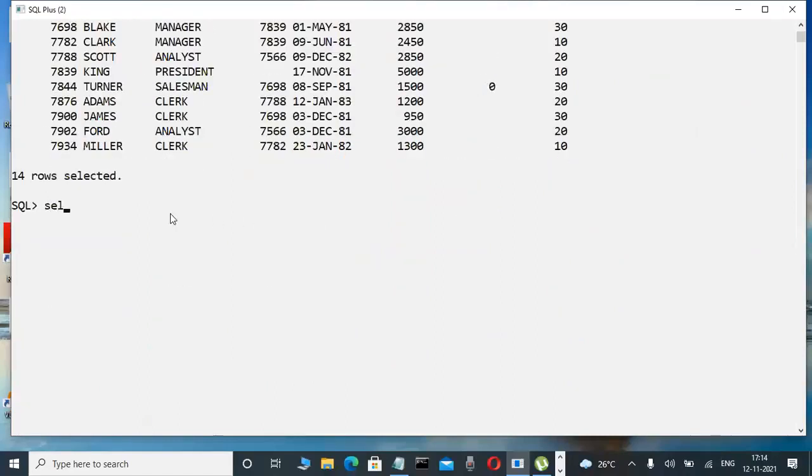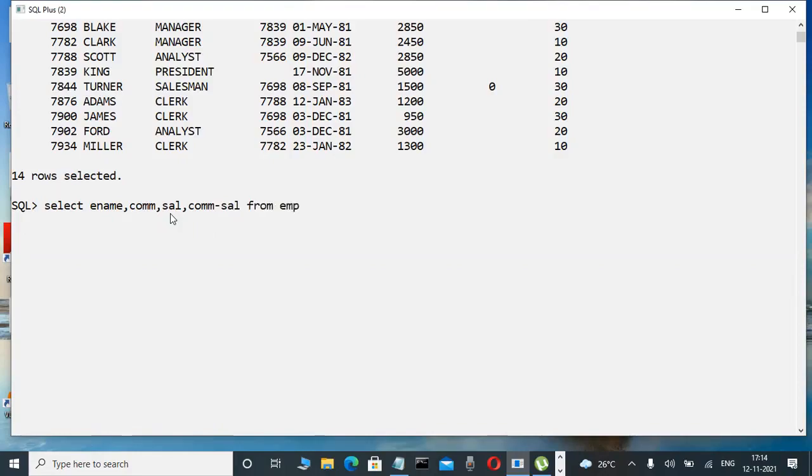Suppose, don't write it here, select ename, which I want to display, commission, salary, and also commission minus salary. Commission has the lower values in Oracle, and salary sometimes has high values. That's the reverse I am writing now, from EMP.